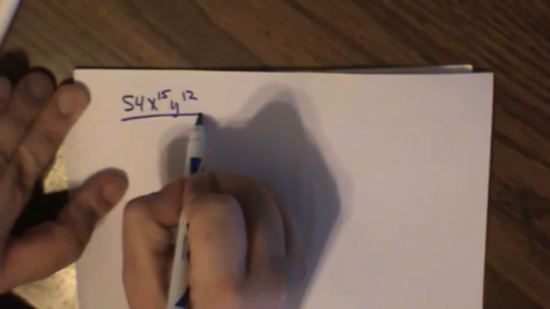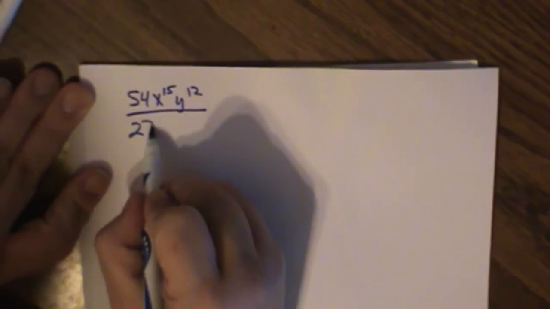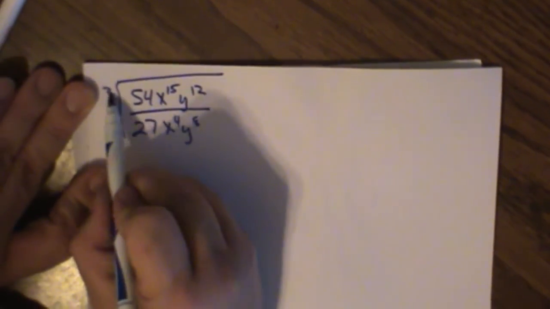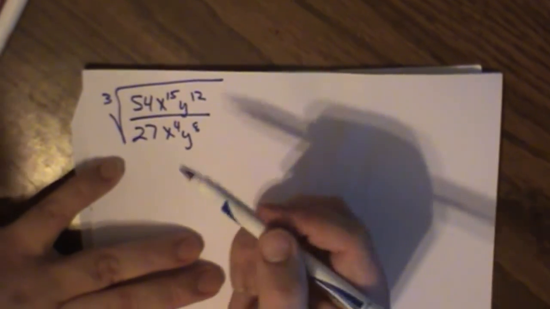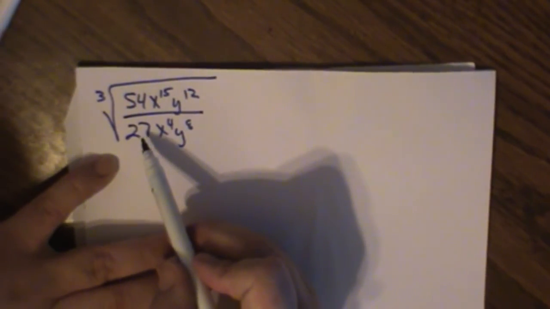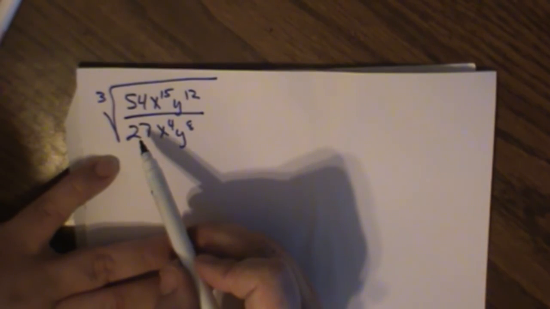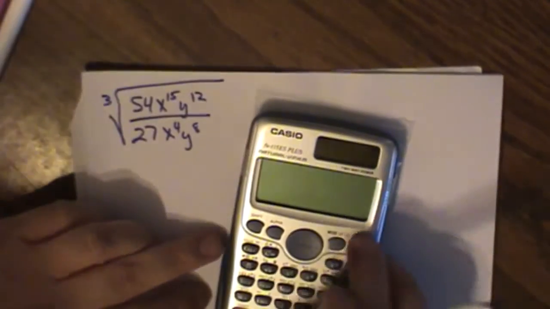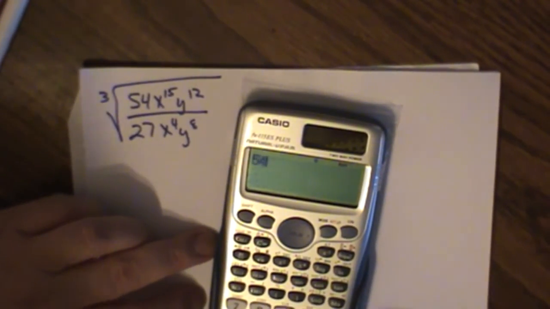Got just a few more for this section. We have 54 x to the 15th y to the 12th all over 27 x to the 4th y to the 8th, and we're going to take the cube root of all this. If you notice, I believe 27 goes into 54. 54 divided by 2 is, yep.